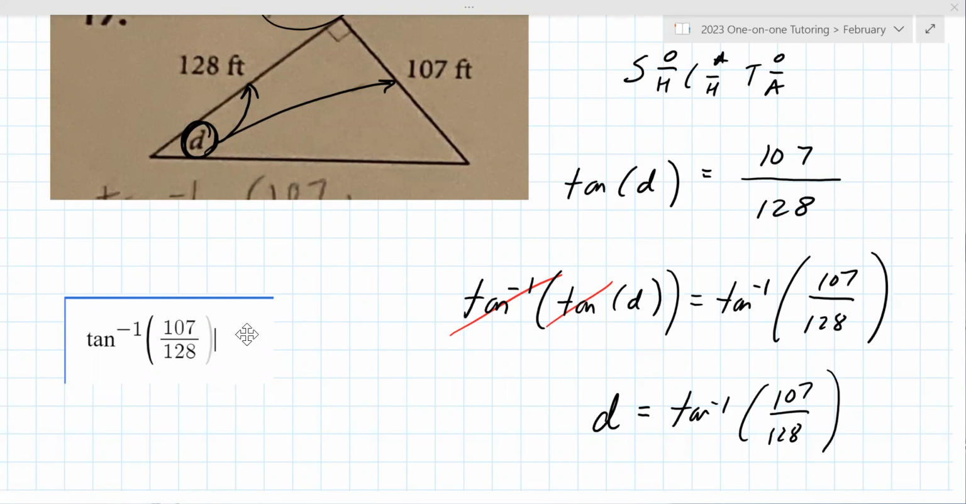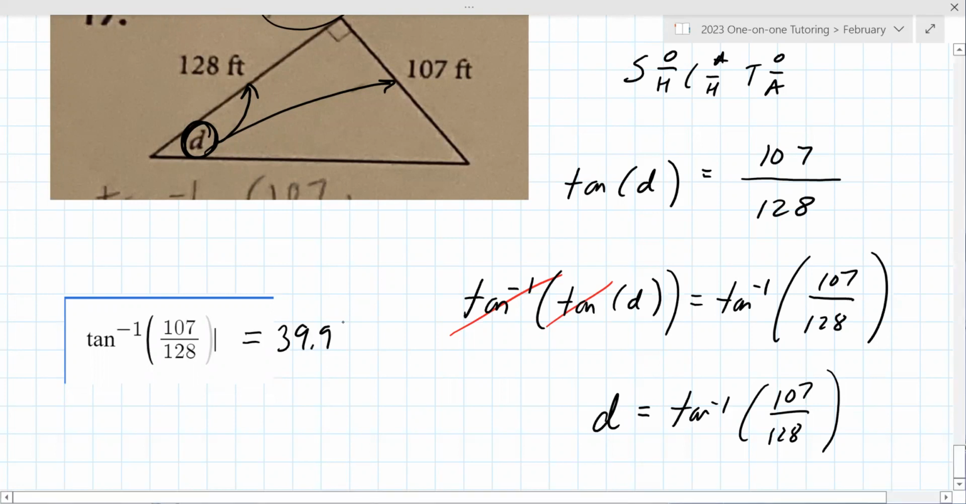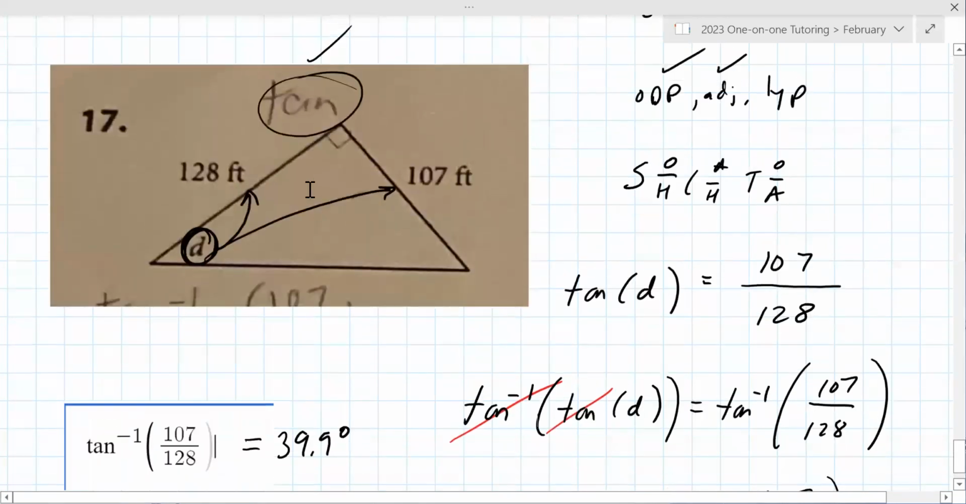That is correct, 39.9. That's your answer. That's D. And then that would be 39.9 feet. No, degrees. It's an angle. Right. So as soon as you get it, we switch. It's finding the angle now from the sides.